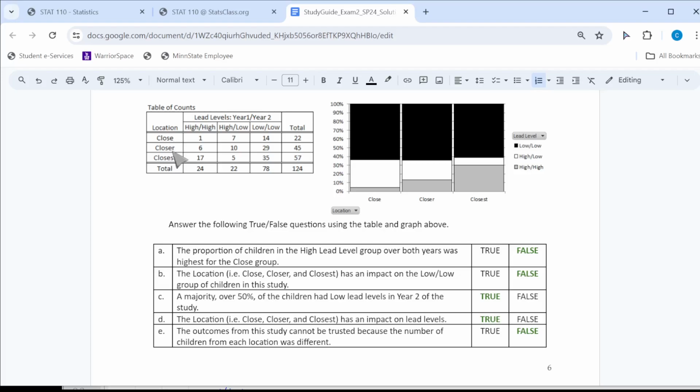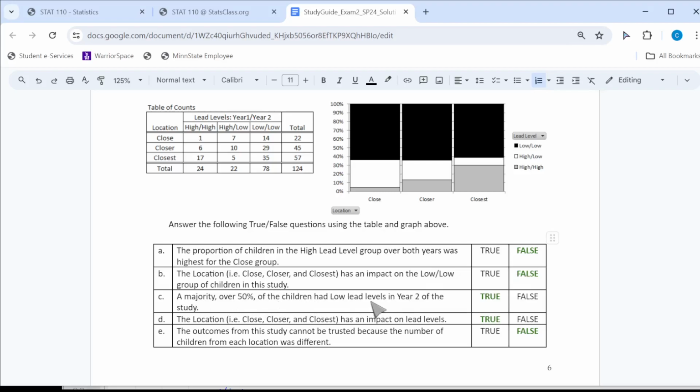My buckets are how close they are to the lead pollution source. So are they real close? Or are they closest? There's my 3 different levels there. The proportion of children in the high level of lead for both years, so that's going to be the gray boxes here, is highest for the close group. No, that's false. It's actually highest for those that live closest to the lead pollution source. The location has an impact on the low children. Low are the black boxes, and they are almost identical, straight across nearly, so that's false.